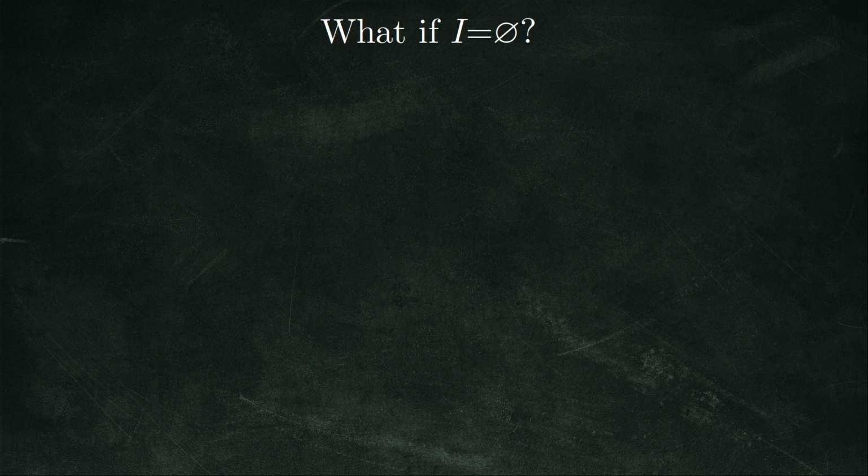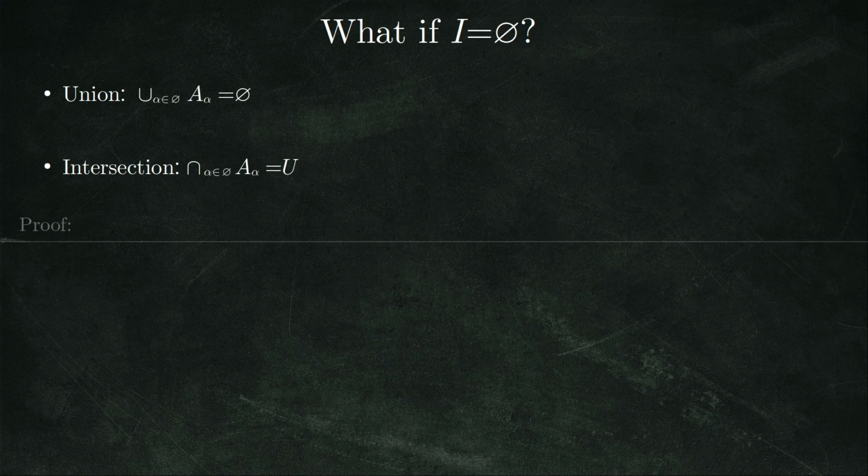So for the union, it's maybe what you would expect. If we union over all the sets indexed by elements of the empty set, the result is empty. However, for the intersection, if we intersect over all the sets indexed by the empty set, we get U. We get the universal set, which all of these sets were a subset of. Now this is maybe a bit odd, so let's have a think about why.